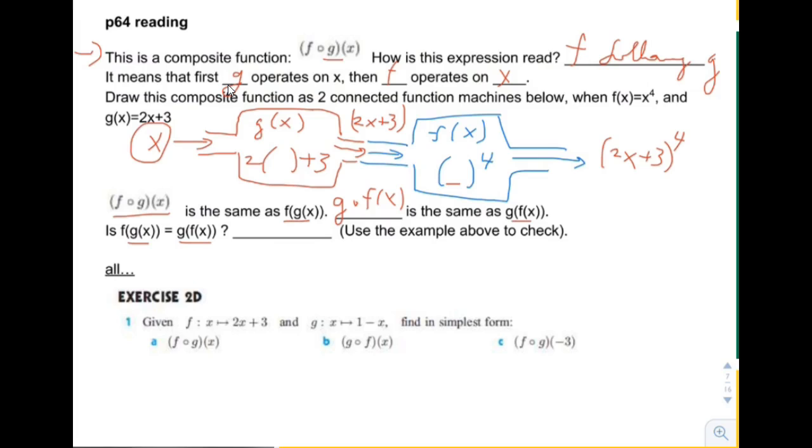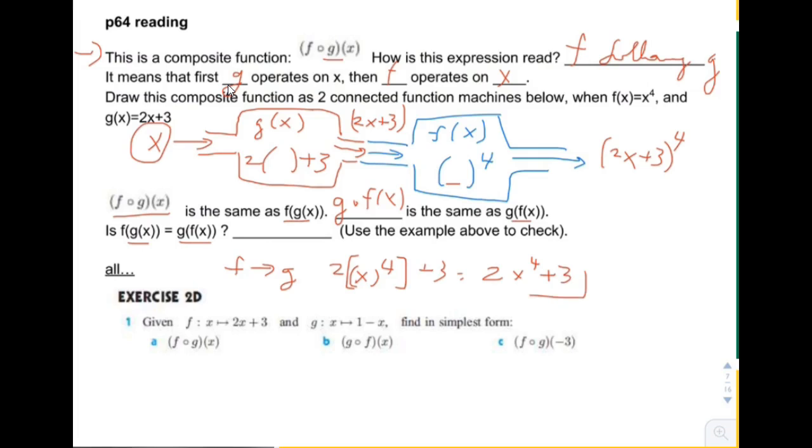What if you do this in the opposite order? First we'll do f, and then we'll do g. What happens then? So first you're going to have x to the fourth. And then you're going to take that and put it in the other function machine, 2 times something plus 3, and then you get 2x to the fourth plus 3.